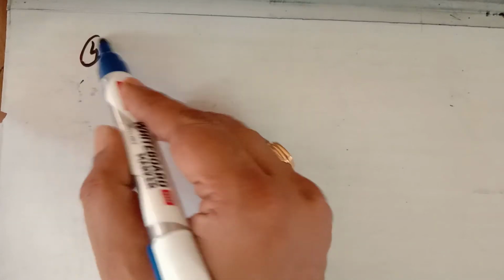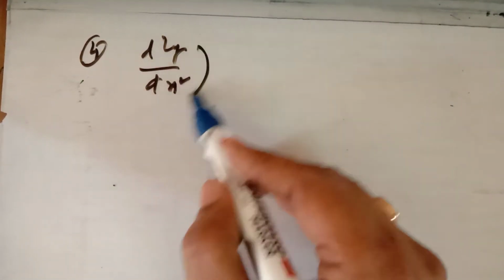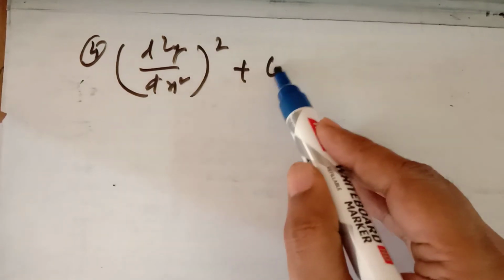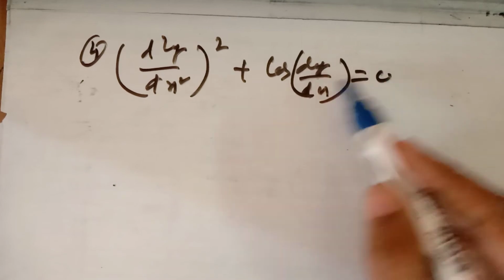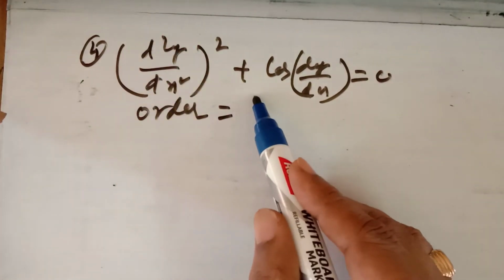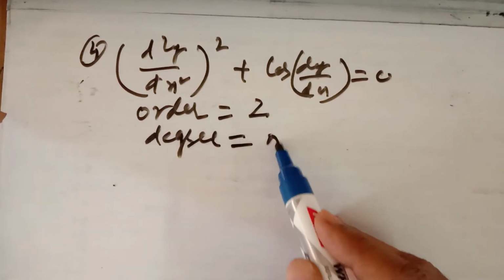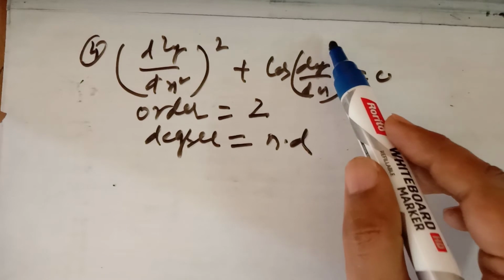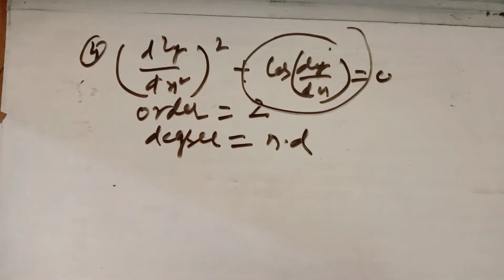Let us take another. We have the fourth, in which we have the whole square of the second derivative plus cos of dy/dx equal to 0. Now the highest derivative here is 2. With the second derivative present, the order is 2, and the degree here is not defined because it is not a polynomial in terms of its derivative; dy/dx is inside the angle of cos. Therefore its degree is not defined.